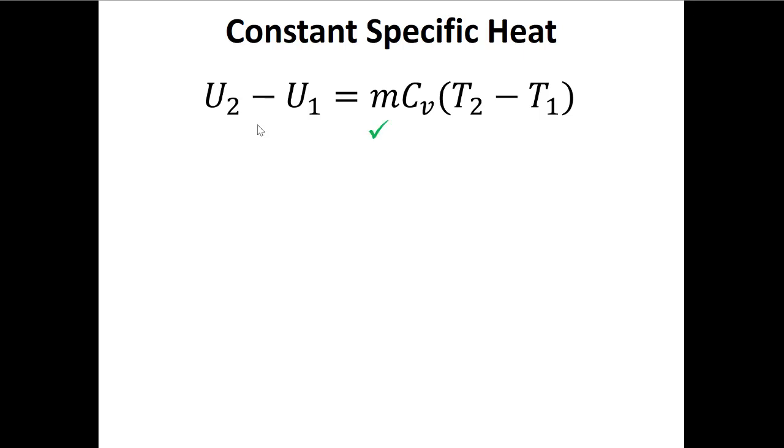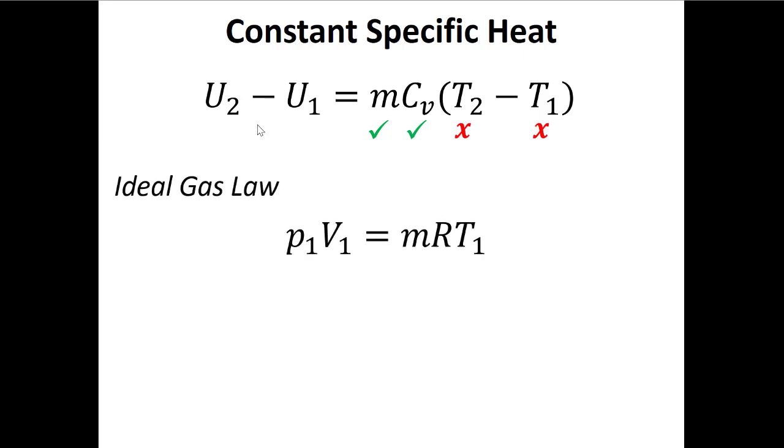So here, I know that delta U is the mass, which I know, times CV times T2, which I don't know, minus T1, which I also don't know, but I do know CV. Again, I'm left with an equation where I don't know some stuff, right? So now I have to leverage the fact that this is an ideal gas problem, right? That means that I can use the ideal gas law, and I'm going to use it in a couple of different ways here. First, I'm going to look at state 1. At state 1, P1 V1 is equal to M times R times T1.